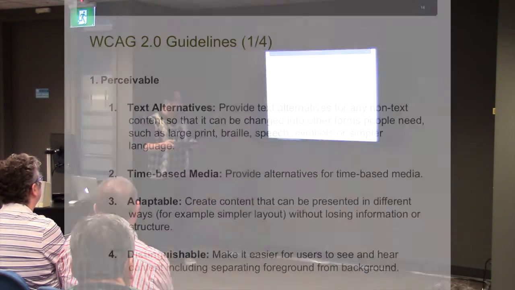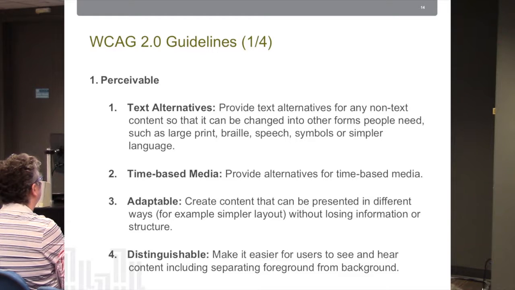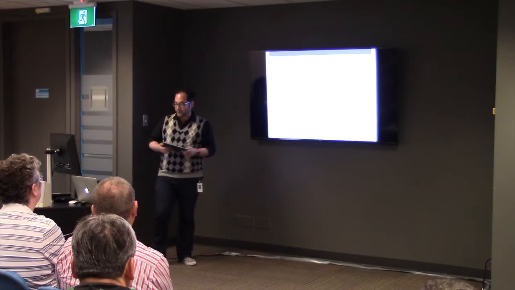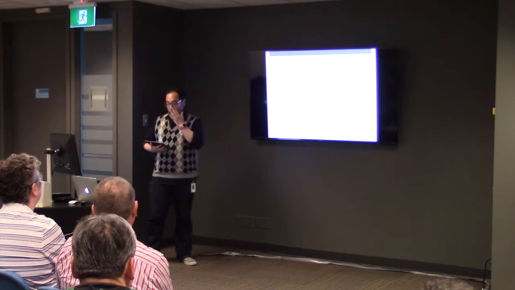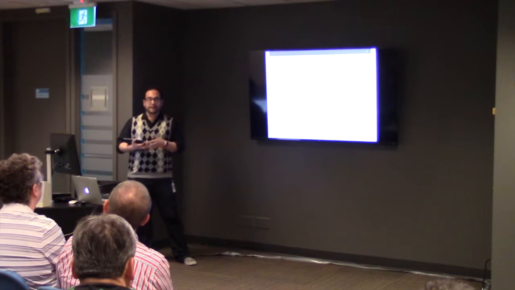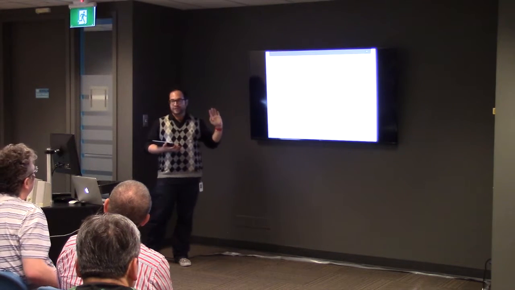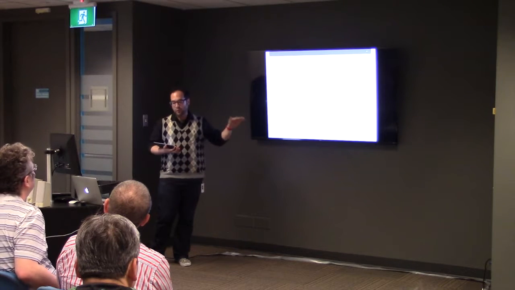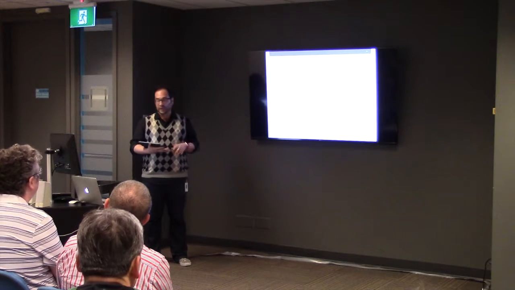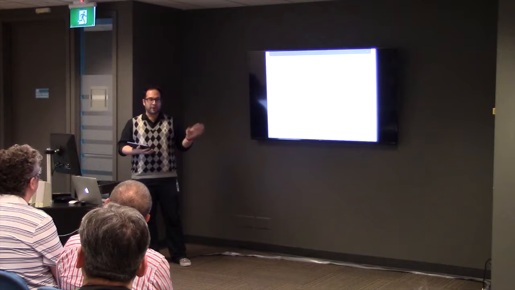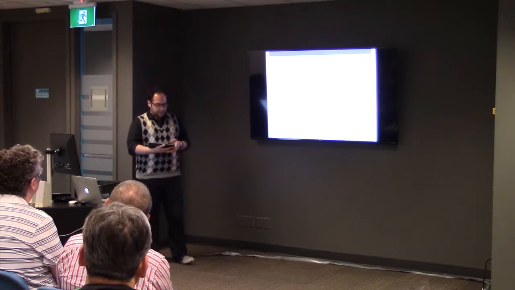Next. And you want to make sure that your text is distinguishable. Sorry, I skipped it. Anyways, it's okay. Distinguishable just means that you need to make sure that you have good contrast ratios. Again, when we're talking about single A, they don't get very specific, but once you drill down into double A, then you get specific ratios that you have to adhere to.